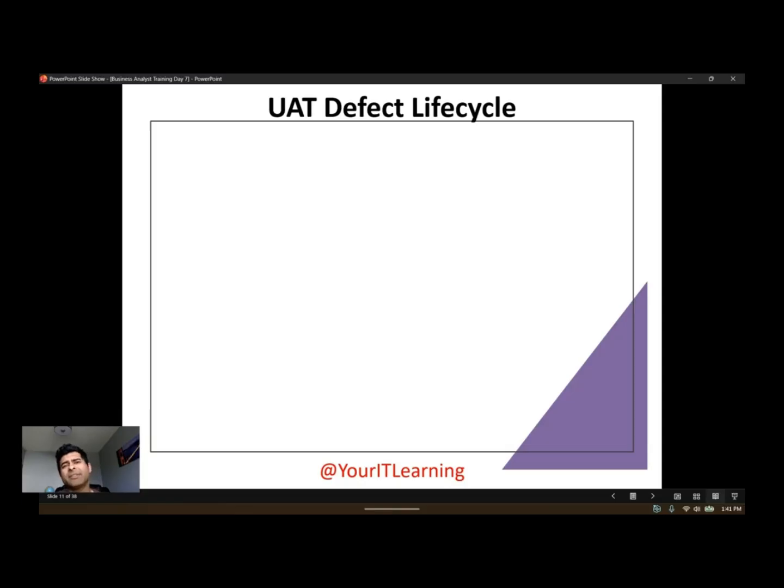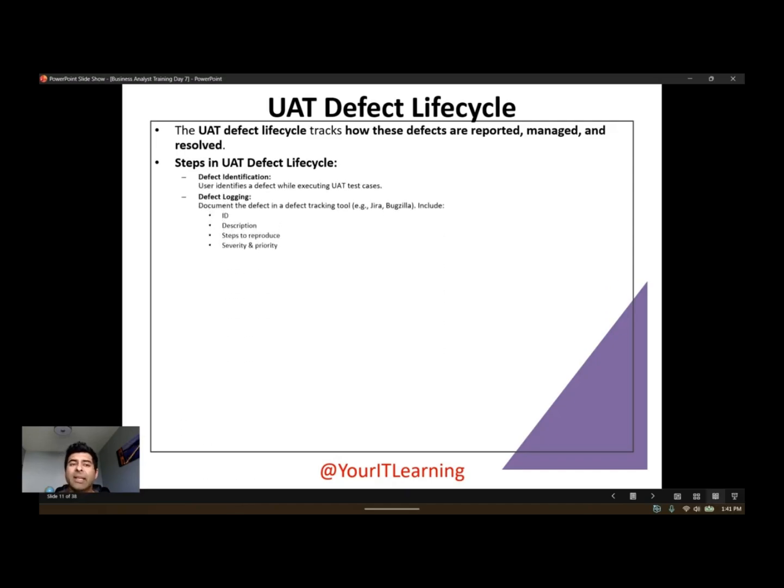What is the UAT defect lifecycle? The UAT defect lifecycle tracks how these defects are reported, managed, and resolved. What are the steps in the UAT defect lifecycle? Defect identification: the user identifies a defect while executing UAT test cases.